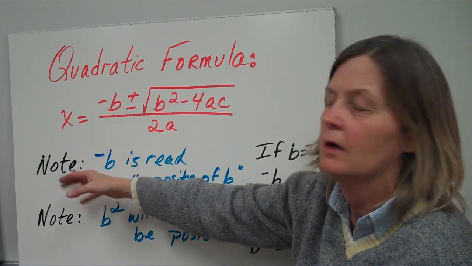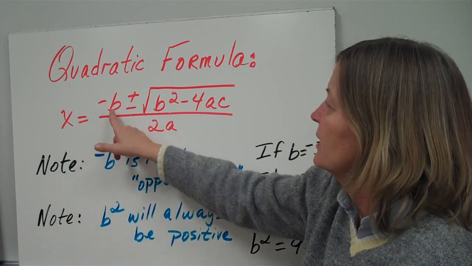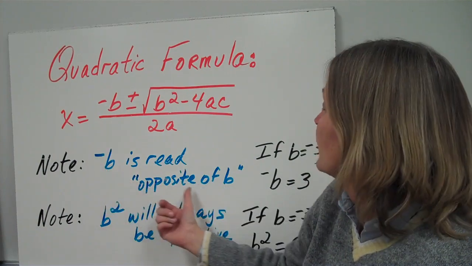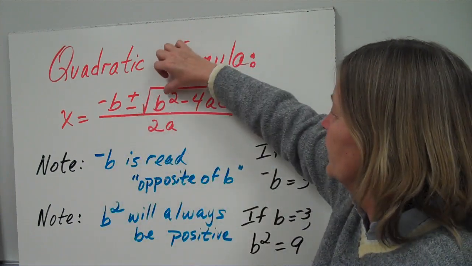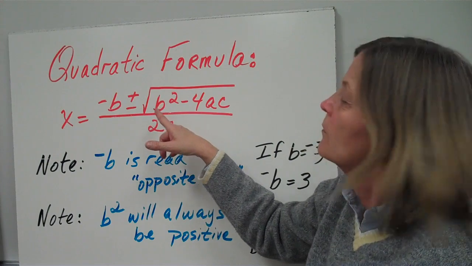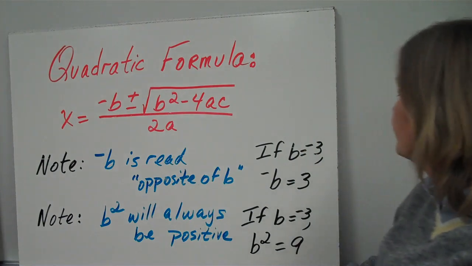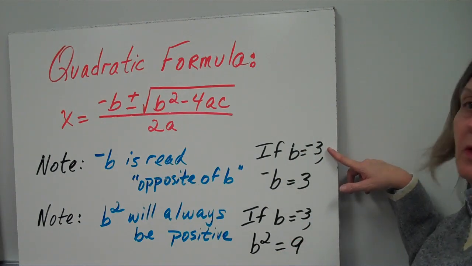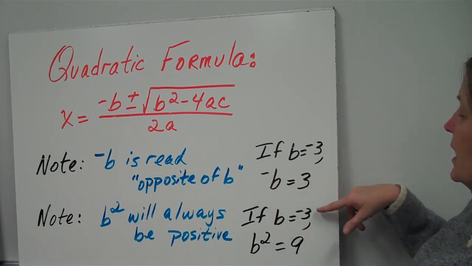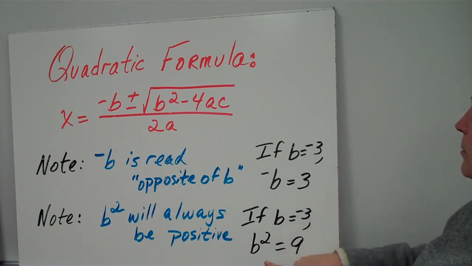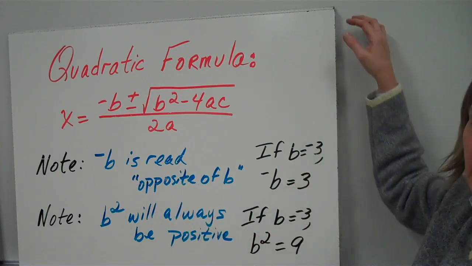Now, a couple notes to take on this formula. First of all, I mentioned I would prefer the negative b not be read as negative b, but read as opposite of b. The other point I'd like you to notice is this b squared will always be a positive number. So we'll watch for that as we work through some problems. If b is negative 3 in this example, then the opposite of b would be positive 3. And if b is negative 3, then b squared is 9. So again, it is always positive. I just wanted you to take note of that as we work through the next examples.